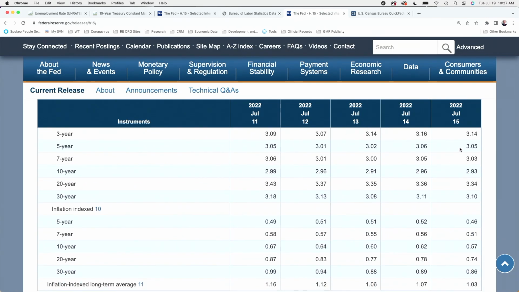So as an example, the 5-year is 3.05. The 5-year inflation indexed is 0.46. So we would take 3.05 minus 0.46, and that's what the market tells us inflation is going to be in the future. You know, something in the range of 2.5%.